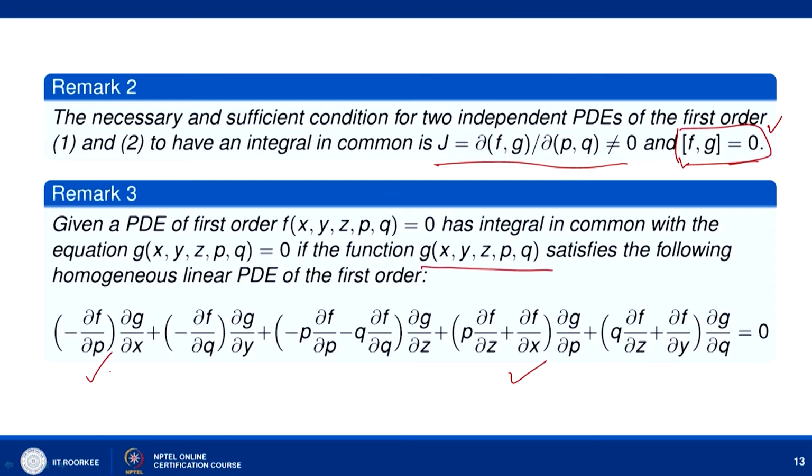So this condition, that g satisfies this homogeneous linear PDE of the first order, we can obtain by expanding this bracket Fg equal to 0, and we get that g will satisfy the following homogeneous linear PDE of the first order. This is a very important remark, and we will use it in Charpit's method to find the complete integral of a first order nonlinear PDE.